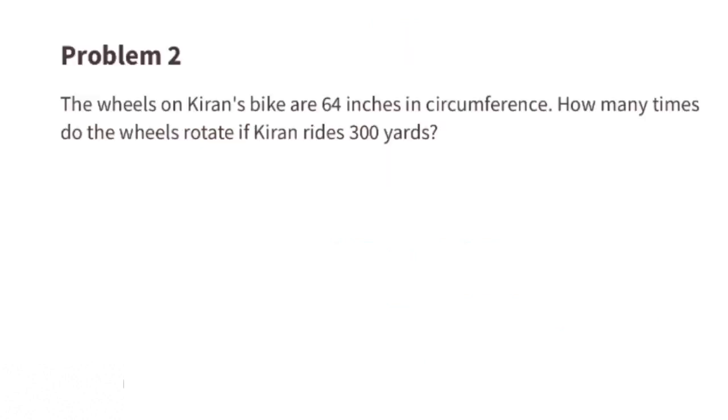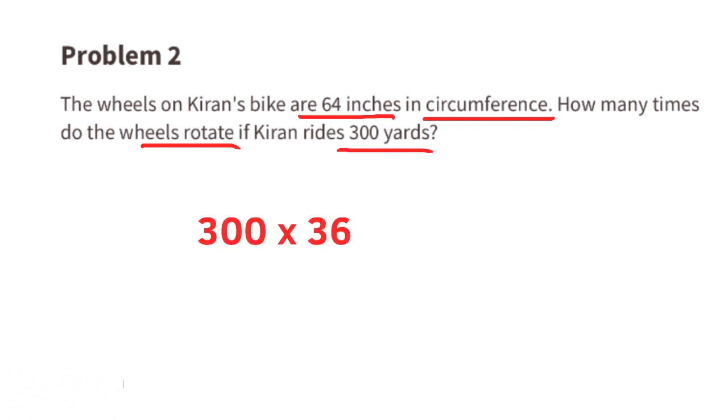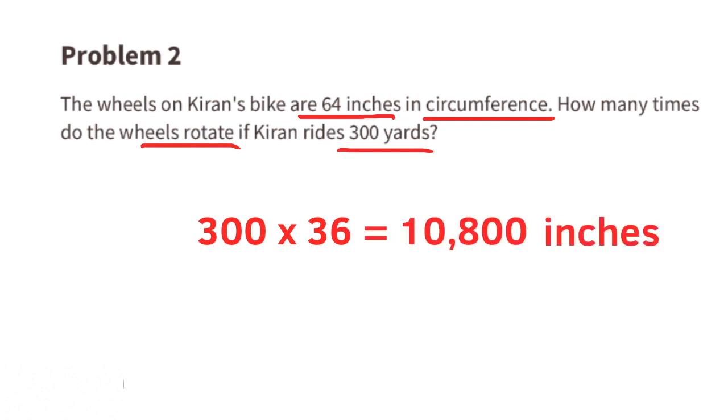Problem number 2. The wheels on Kieran's bike are 64 inches in circumference. How many times do the wheels rotate if Kieran rides 300 yards? Since there are 36 inches in a yard, we need to multiply 300 yards times 36 inches. That gives us 10,800 inches.